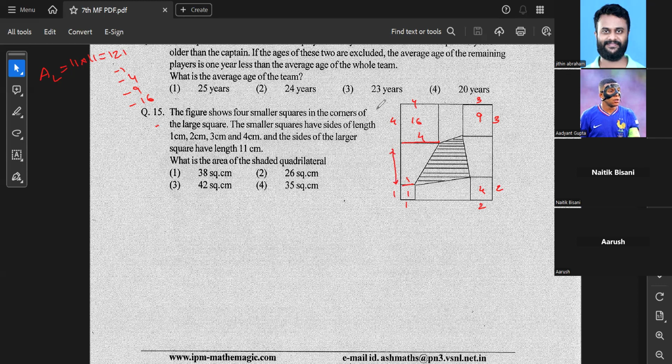You know that the total length is 11. So from 11 you remove 1 and 4. Yes, this will be 6. Similarly, from 11 when you remove 3 and 2, this will also be 6. From 11 when you remove 1 and 2, you will get 8. From 11 when you remove 4 and 3, you will get 4.